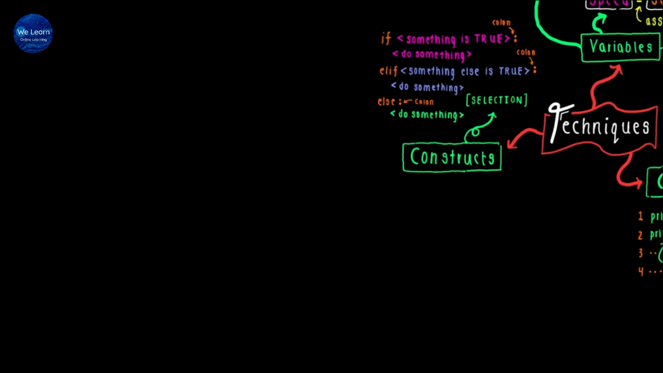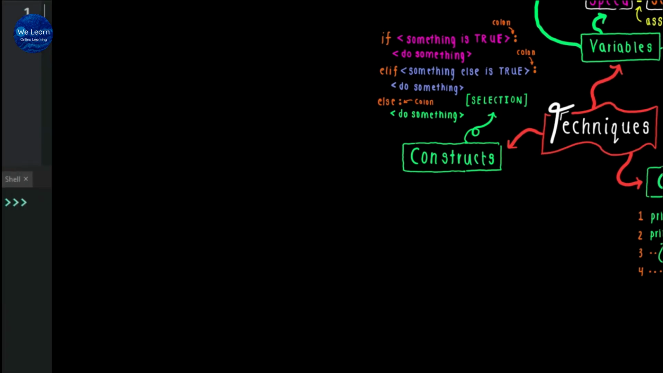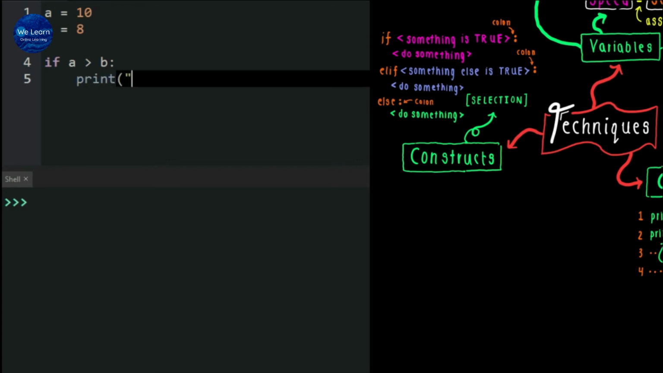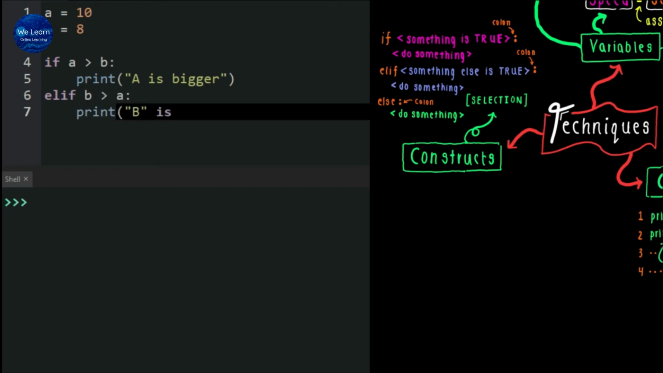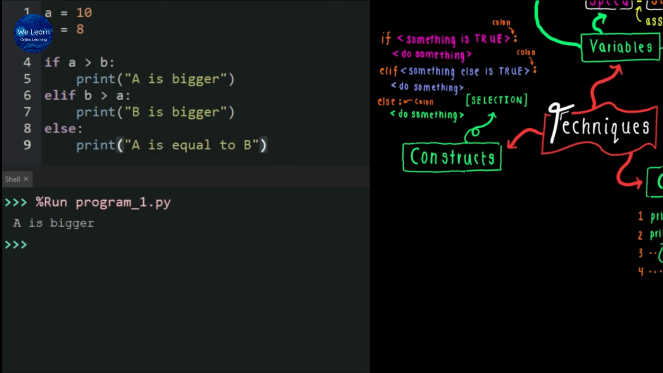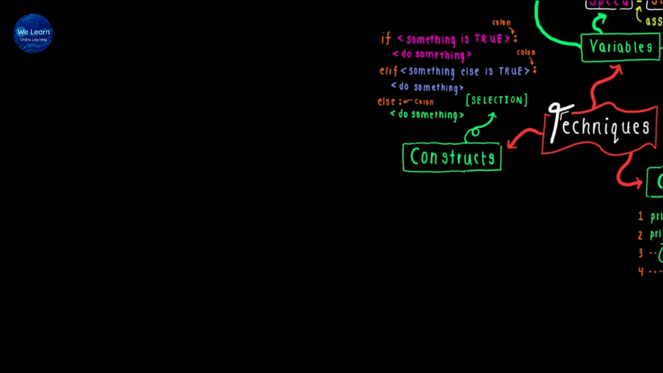So just heading on to Python, I can write an if condition like this. I start by declaring two variables, a equals 10 and b equals 8. Then I'll say if a is greater than b, put a colon, print a is bigger. Then I can have an elif statement that says if b is greater than a, print b is bigger. And then finally I can have an else statement that is print a is equal to b. Now if I run this, since a is greater than b, it says a is bigger. So that's pretty much it for selection and if conditions.